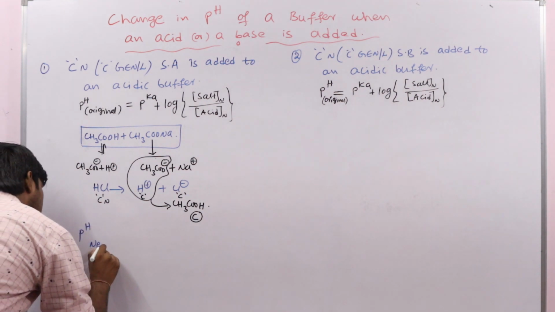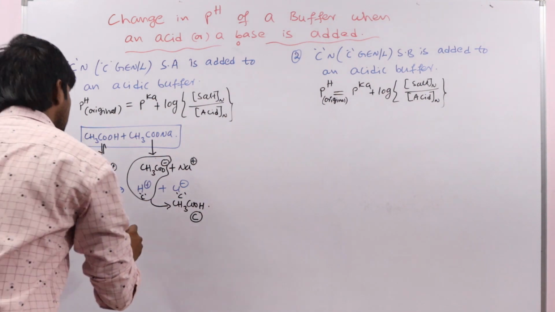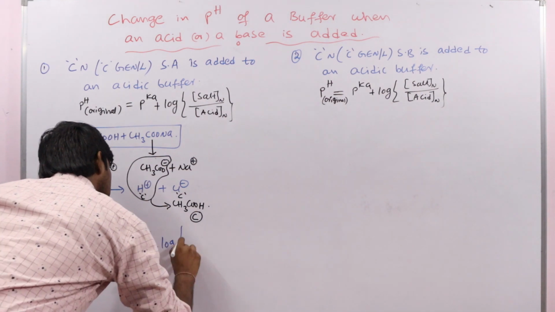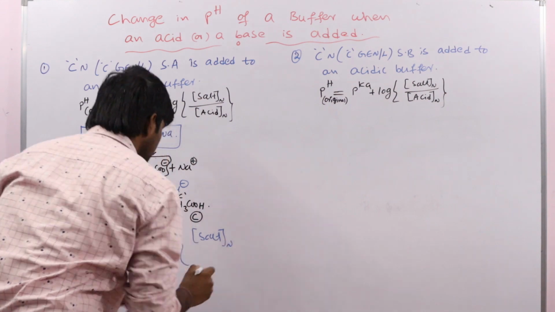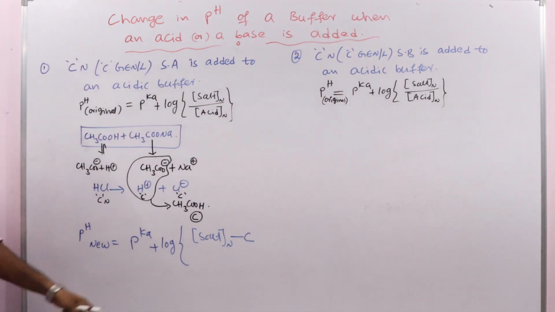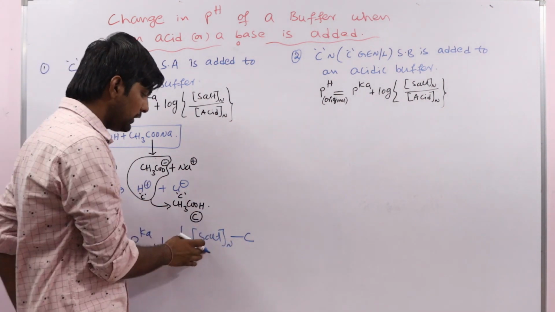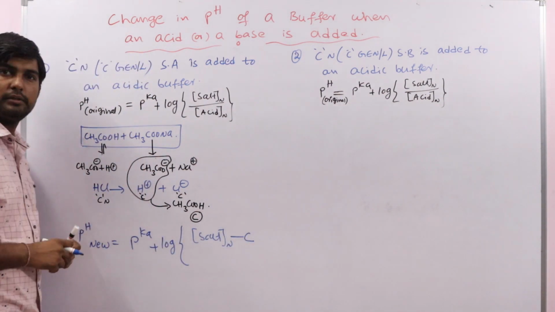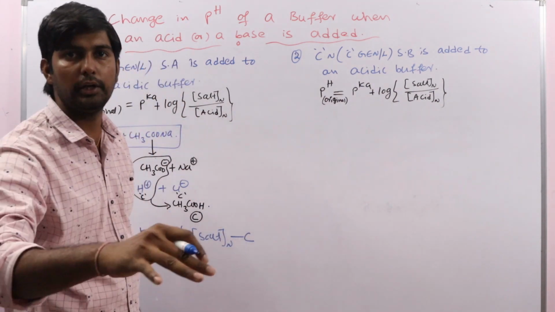The new pH after addition of C normal of strong acid is equal to pKa plus log concentration of salt, yes or no? This is the original concentration minus C normal, because this is the decrease in the concentration of the salt. Yes or no? Suppose it is 10 units and 2 units of this one is added. So from 10 units, 2 units of concentration decreases.